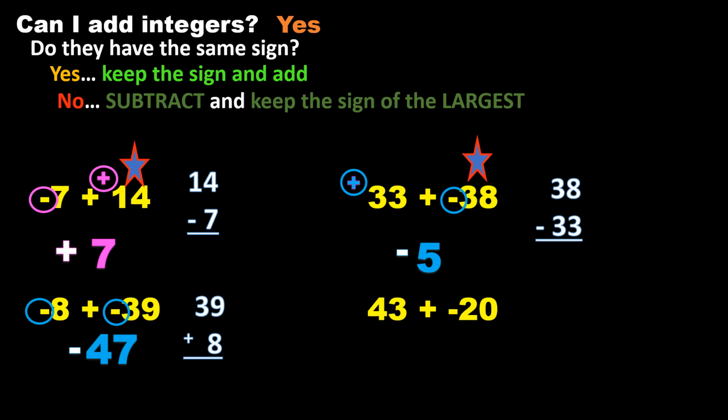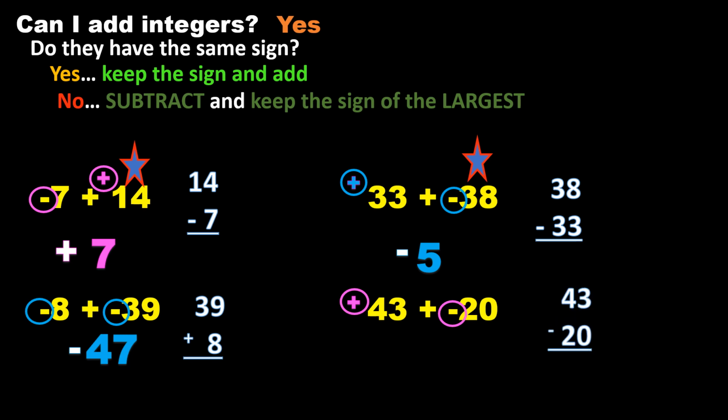Bottom right, I've got 43 plus negative 20. Do I have the same signs? Once again, I had that understood positive. I would put that on your paper. It's going to make your life a lot easier as we do these and we continue to move forward throughout the year. So when I have them and I notice that they are opposite signs, then my math has to be, since it's a no, subtraction.